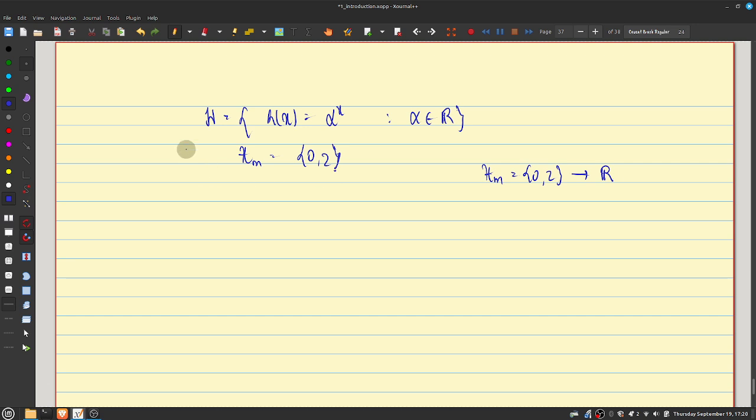Let's forget about this specific h for the moment. I want to know what is the set of all possible functions from {0, 2} to R. All possible functions, not restrictions of h or anything like that. What do you need to specify a function from this to R? You just need to specify two different values: what is h of 0 and what is h of 2? Nothing else. So in other words, the set of all possible functions from x_m to R is in fact isomorphic to R^2.